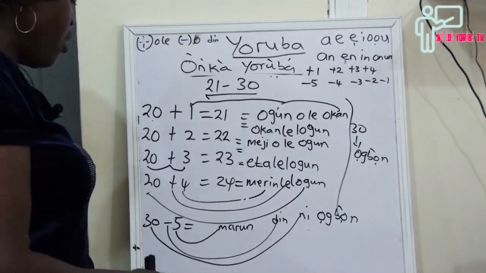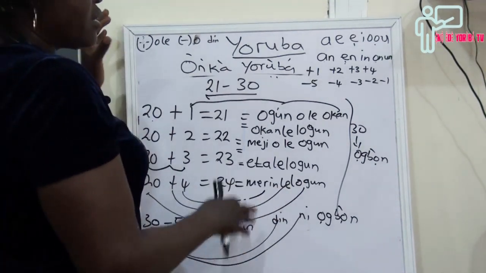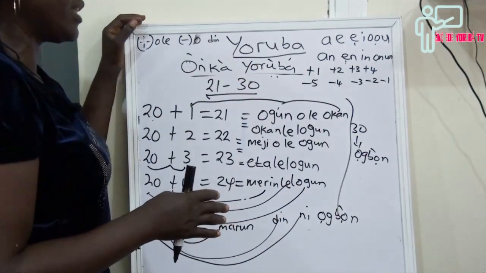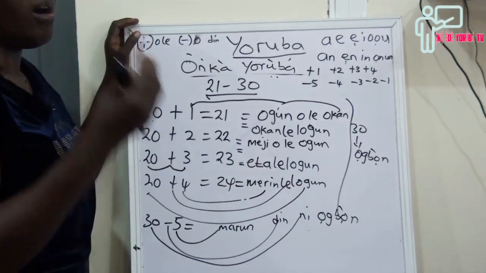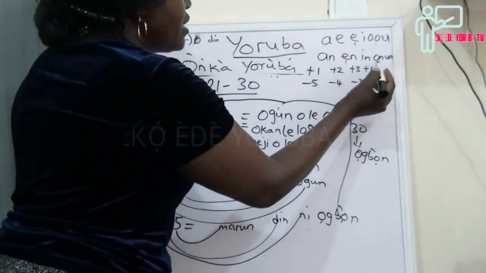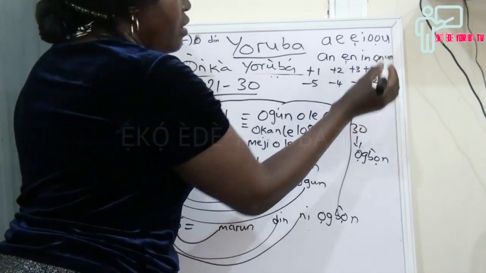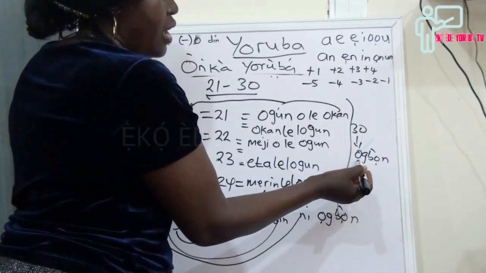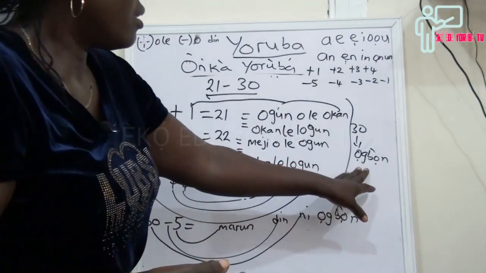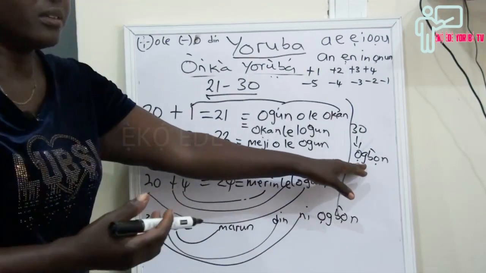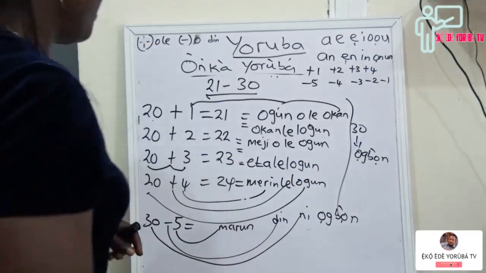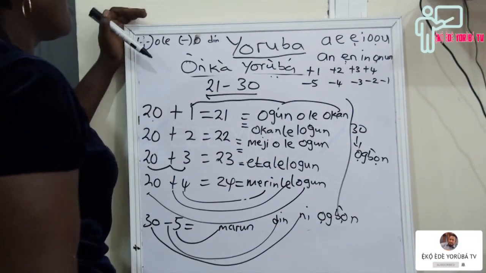So we are now going for 25. But before 25, I've taught you that you must know 30. How do we call 30? Ọgbọ̀n. Ọgbọ̀n, 2 syllables. You can remember this one. And this is ọ. In our consonants, B. Ọgbọ̀n. So I will rub it now to start from 25.